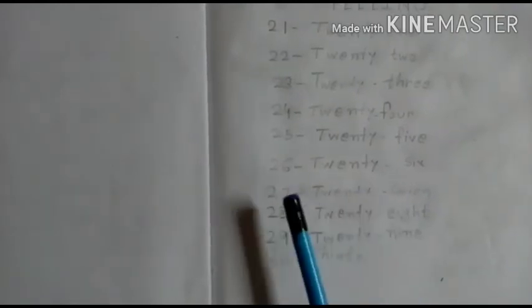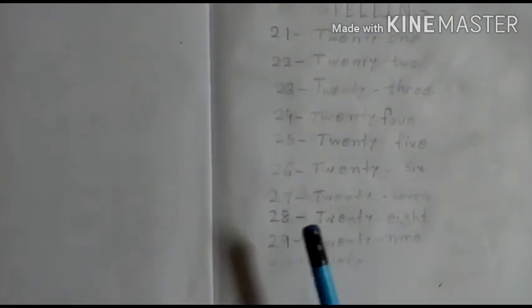25. 20 spelling, 6 spelling. As same as 20 spelling and write 7 spelling. So the number is 27. 20 spelling and 8 spelling, number is 28. 20 spelling and 9 spelling, number is 29.